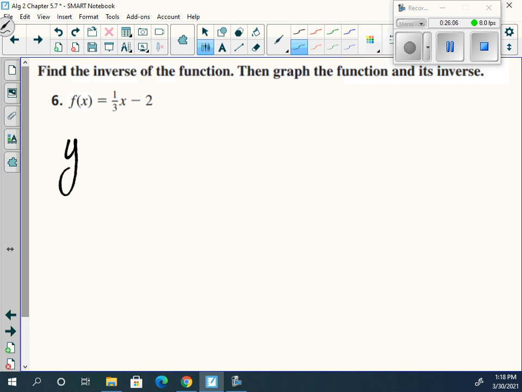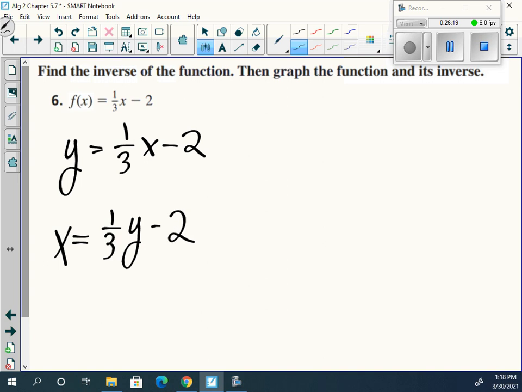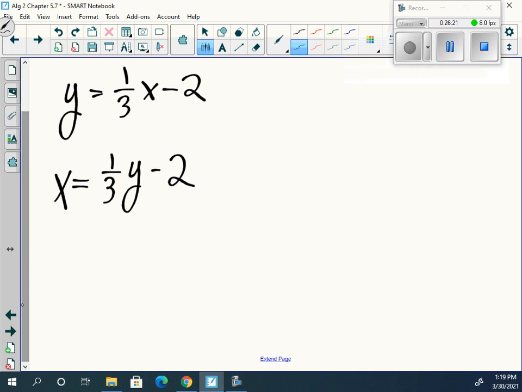So we would have y equals 1/3 x minus 2. Then we'd have x is equal to 1/3 y minus 2. And then what would we do next? Yes, I would agree. Let's add the 2. Add 2 to both sides. And then what?